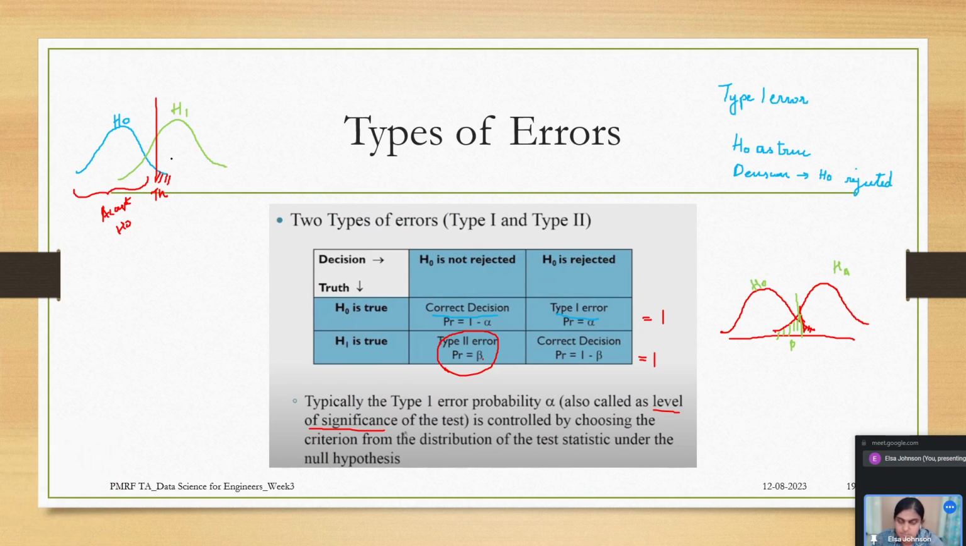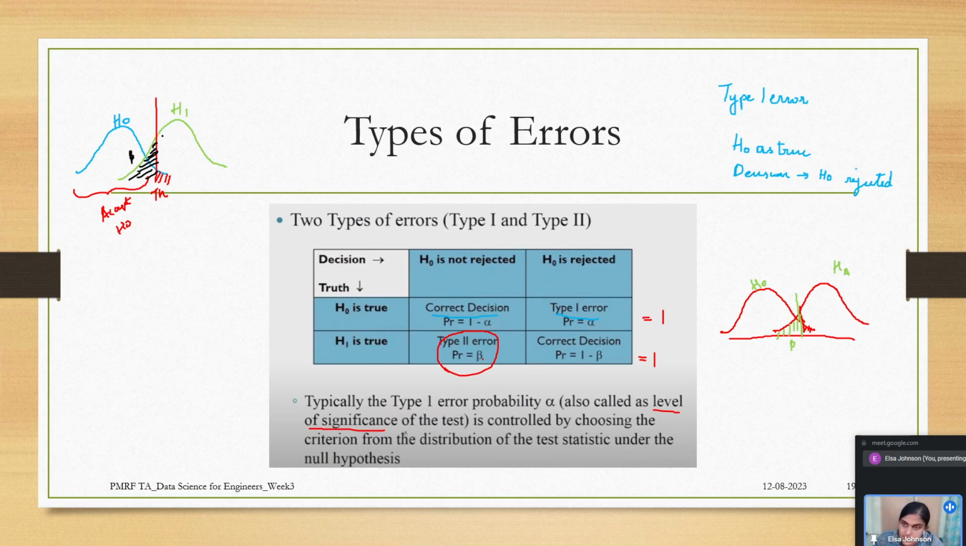So for the h1 case, this is the threshold. Before the threshold, whatever is present will be rejected, because this level means that h naught will be accepted. So in that case h1 will be rejected. This is the place where the beta error is coming, and in the other place alpha error will be coming.